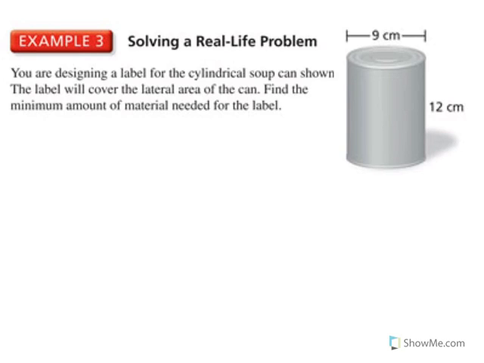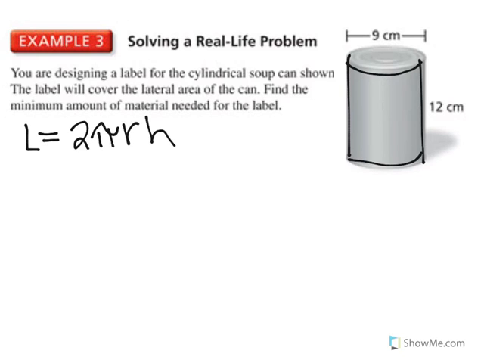Alright, this brings us to example number 3, solving a real-life problem. You're designing a label for a cylindrical soup can, and as shown, the label will cover the lateral area of the can. Find the minimum amount of material needed for the label. Well, the label goes around the can, okay, so we need our lateral area. And the lateral area for a cylinder is 2 pi r h.